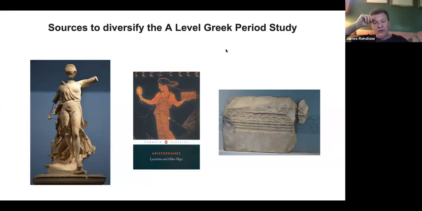One of the real problems that we have is the lack of diversity in lots of different ways on both GCSE and A level history, but I'm talking here about ancient history A level. And that could just be the balance between literary and archaeological sources. But I'm going to be focusing today on a different way of looking at diversity, which is the 80% of population who are not adult male citizens, probably more than 80%. And where do they fit in the Greek period study?